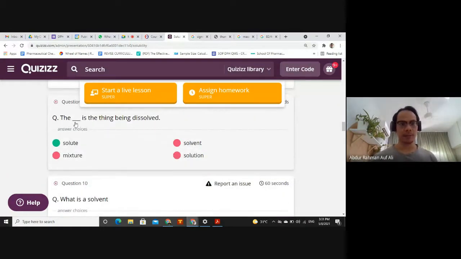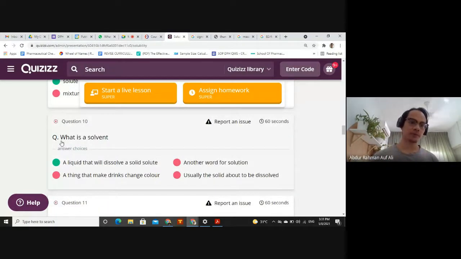This exercise, the blank is the thing being dissolved. Jawapannya masih lagi solute. Saya betul-betul nak bagi kamu faham apakah itu solute. Next, kita move on to solvent. So what is a solvent? It is a liquid that will dissolve a solute.